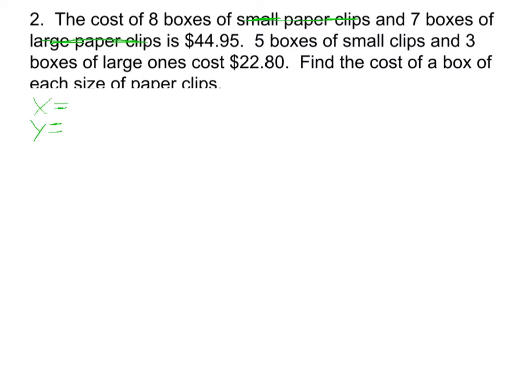So I'm going to say x is the cost of one small box of paper clips. Y, I'll just say that's the cost of one large box of paper clips. So I just don't know what the rate is. But I'm given other different quantities, and when you add them up, it equals some of the numbers that are provided in this problem. So let's look at that.